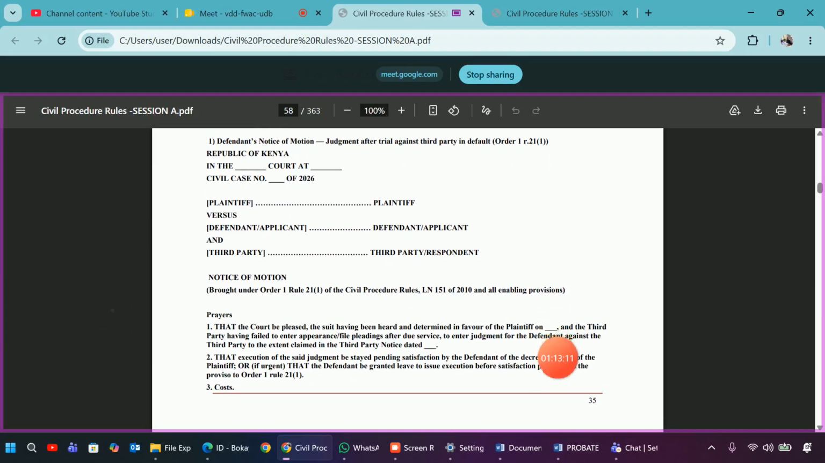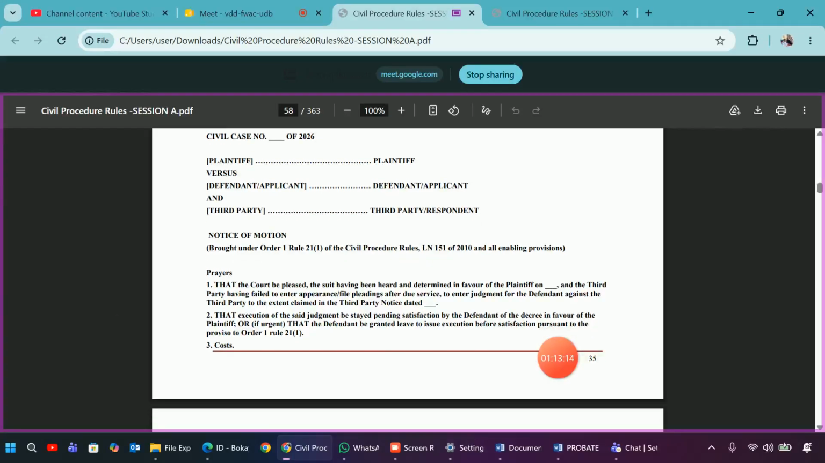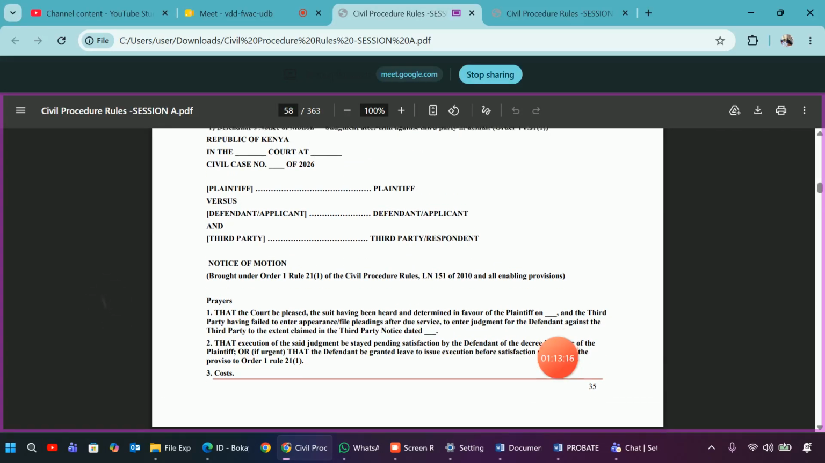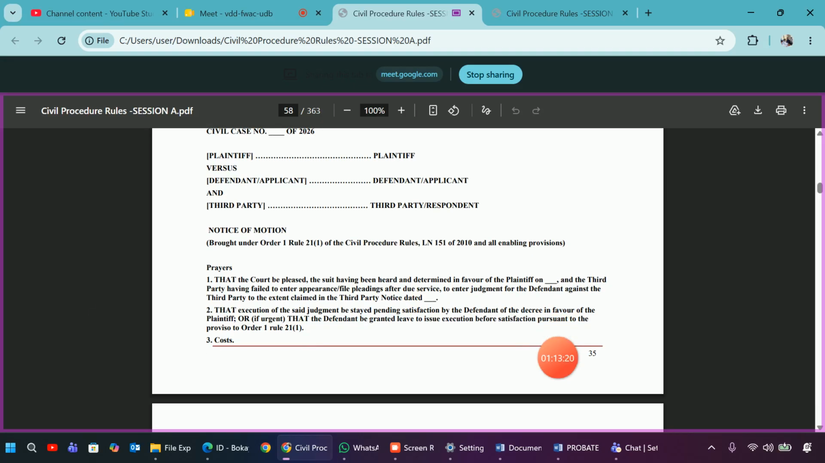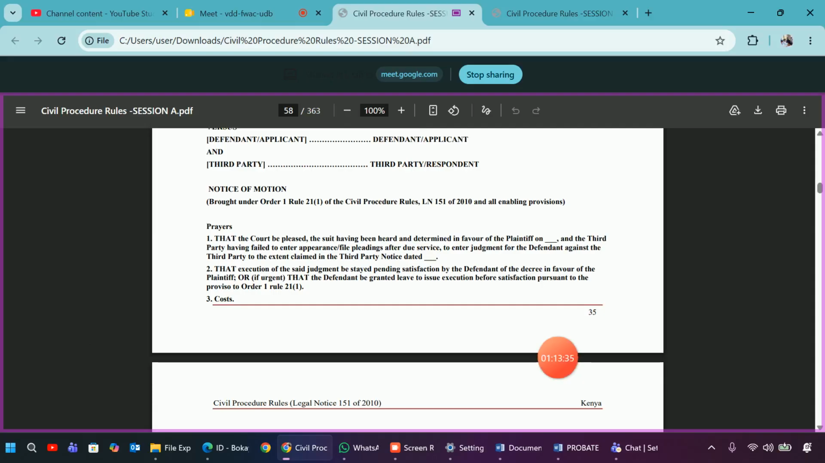So this is how the application will look. It's being brought under Order 1, Rule 21 of the Civil Procedure Rules, by notice of motion. That the court be pleased, the suit having been heard and determined in favor of the plaintiff on this date, and the third party having failed to enter appearance and file pleadings after due service, to enter judgment for the defendant against the third party to the extent claimed in the third party notice dated this time.